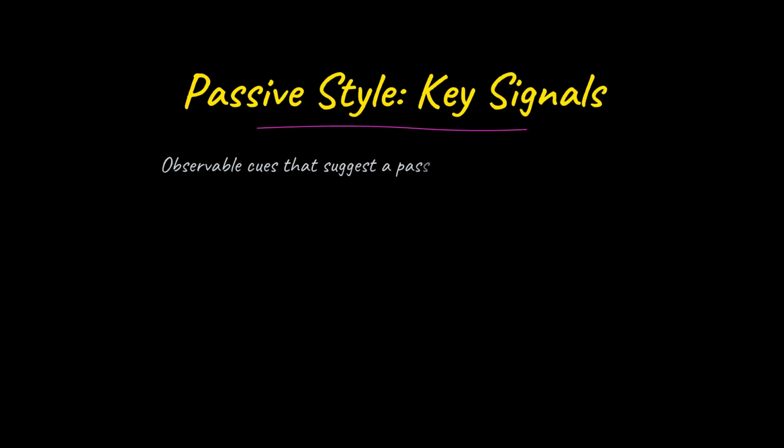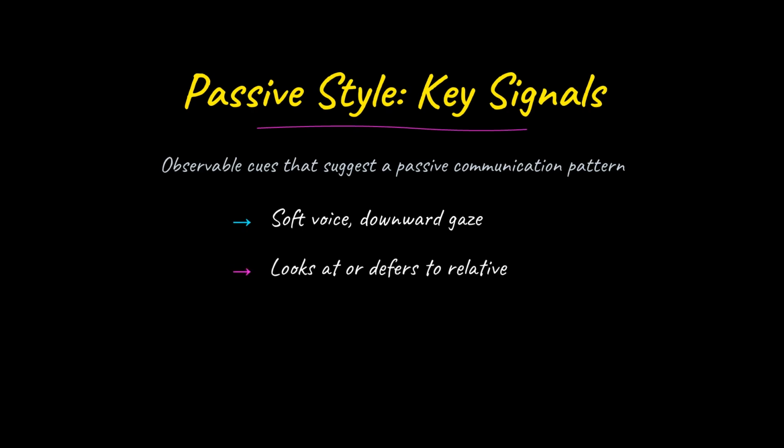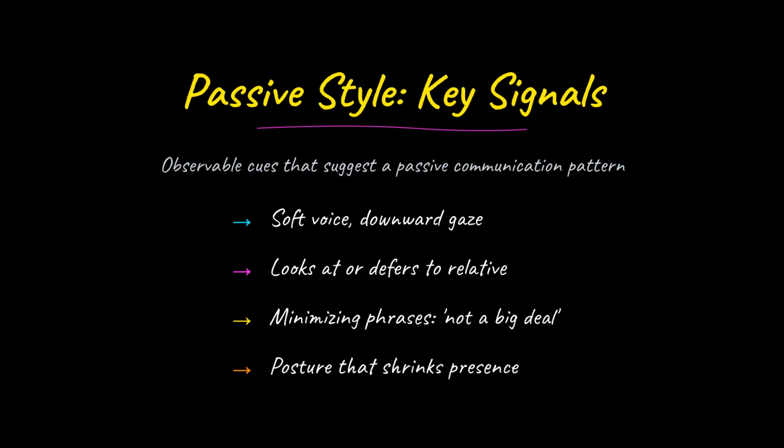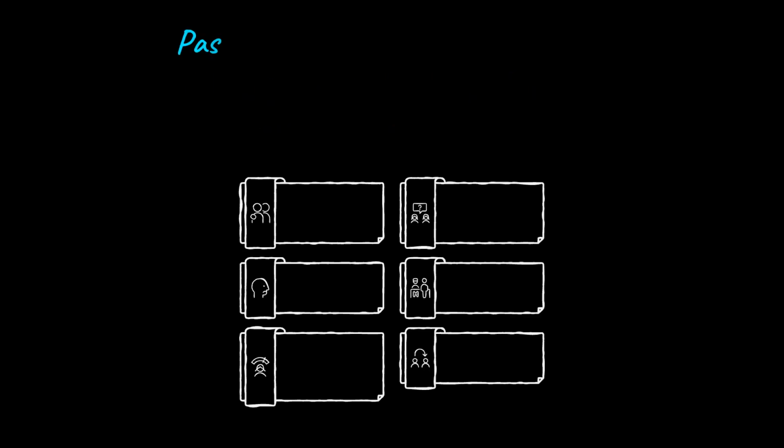The passive speaker leaves a recognizable cluster of signals. No single cue proves the style, but together, soft voice, downward gaze, frequent glances at a companion, and minimizing language, they form a pattern the CMAA can learn to spot in real time.